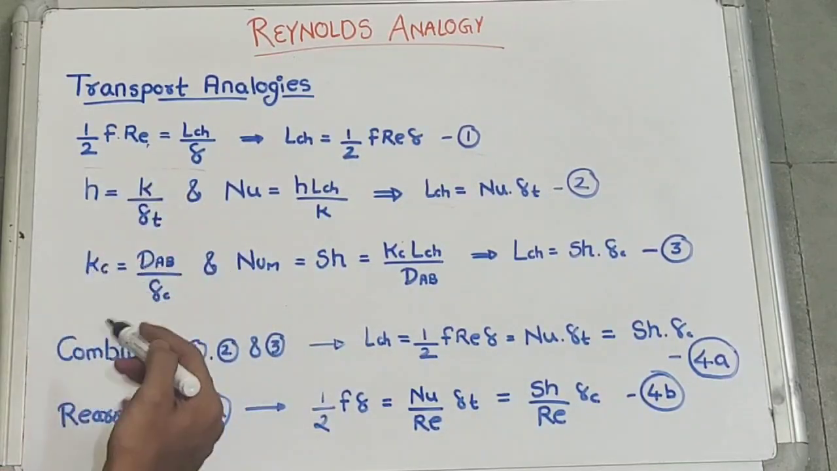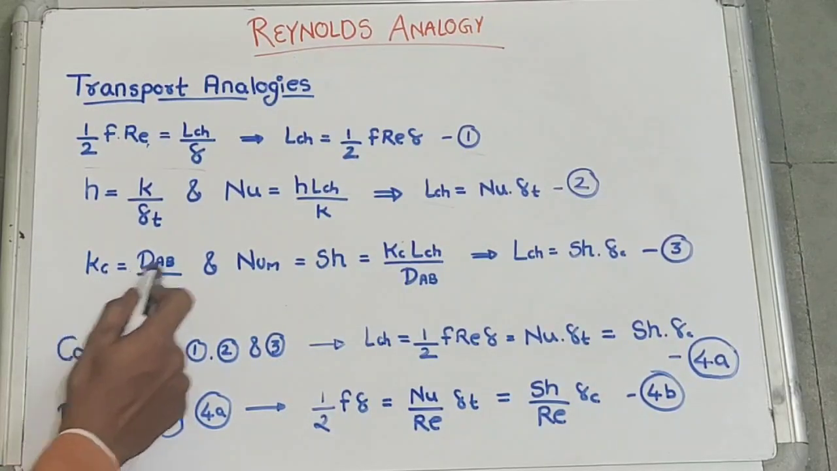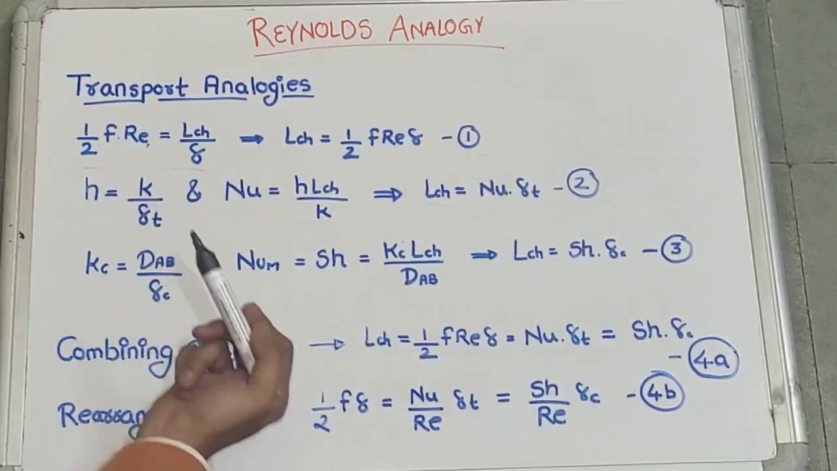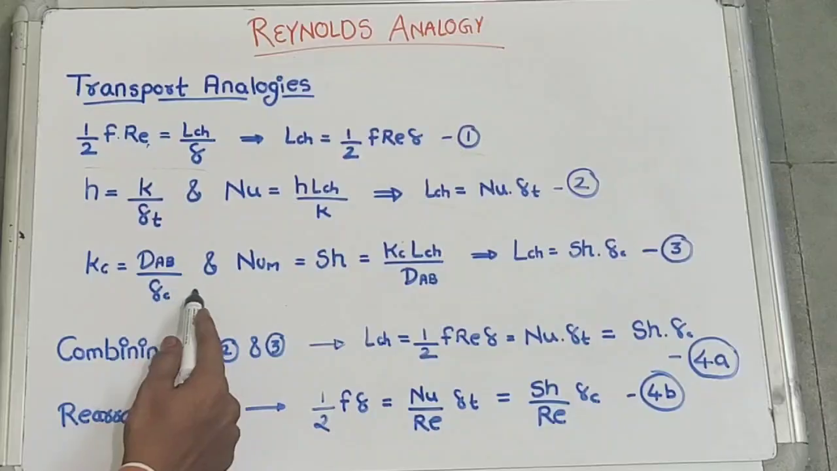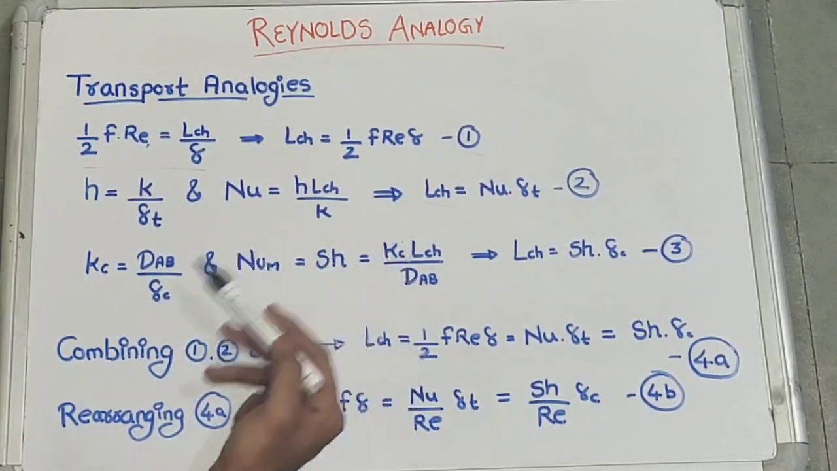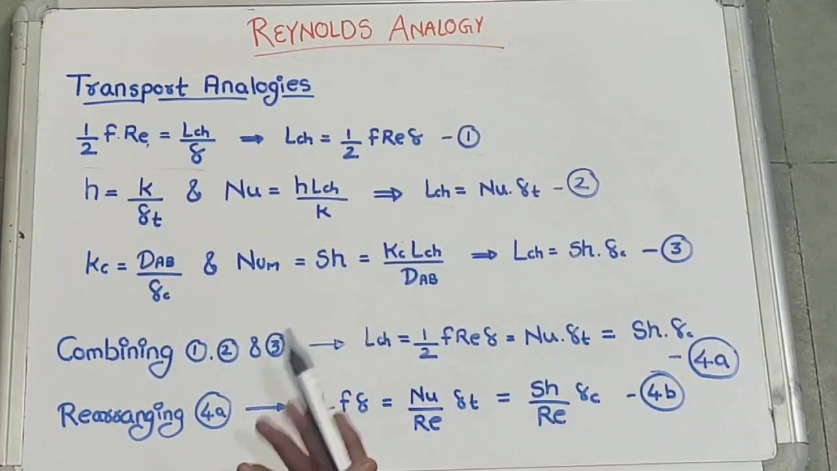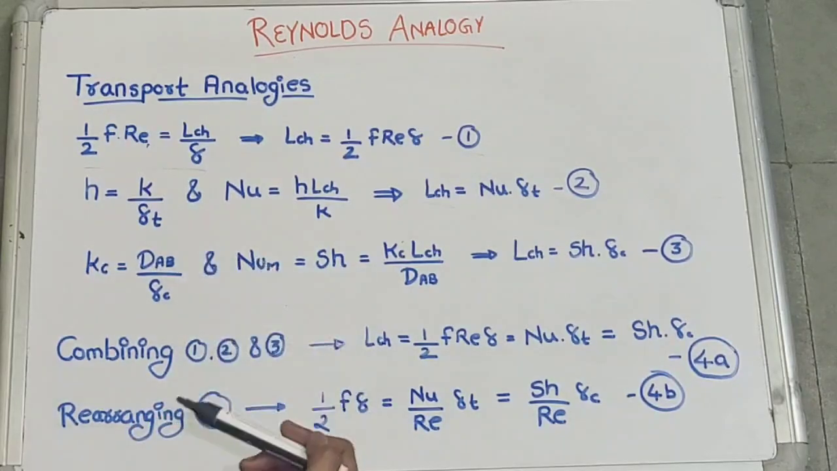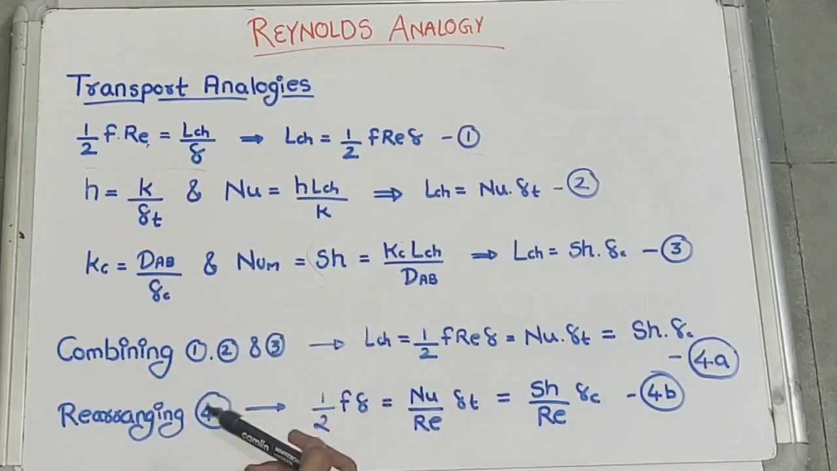Similarly, from the physical interpretation of mass transfer coefficient, we got k_c is equal to D_AB by delta C. Here D_AB is nothing but the diffusion coefficient and delta C is the thickness. And we also know the Nusselt number for mass transfer coefficient, which is equal to k_c L_CH by D_AB, where L_CH is characteristic length, D_AB is diffusivity and k_c is the mass transfer coefficient. The Nusselt number for mass transfer is also known as Sherwood number. Again, we will arrange this equation in terms of characteristic length, which will give us equation 3, that is Sherwood number into delta C, which is thickness.